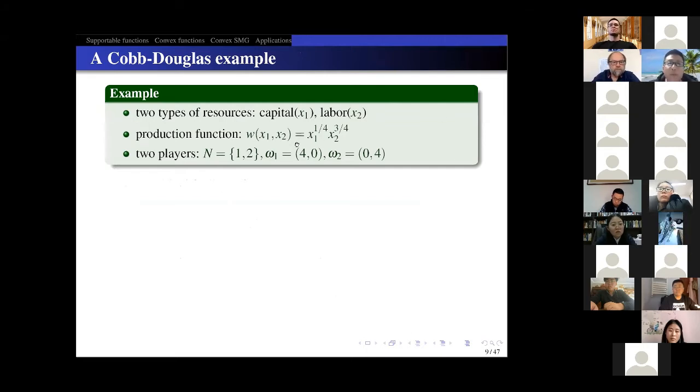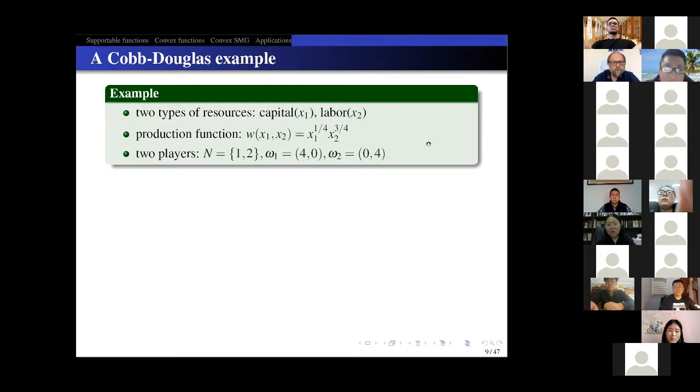Suppose that there are two types of resources, capital denoted by x1 and labor denoted by x2, and the production function is Cobb-Douglas, such that the net profit is simply x1 to the power of 1/4 times x2 to the power of 3/4. And suppose that there are only two players. Player 1 owns 4 units of capital, but no labor. And player 2 owns 4 units of labor, but no capital.